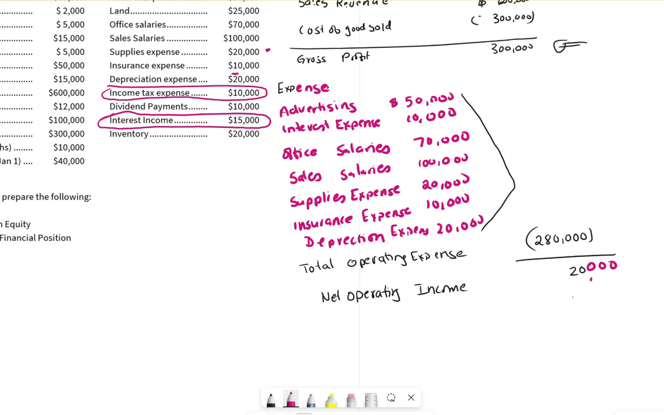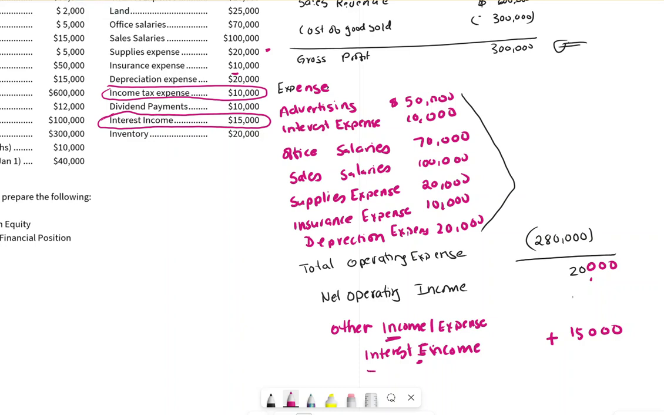In this case, the first one, the other income we have... you could have other incomes, or you could have other expenses. So you could have both. In this case, we have income only, we do not have losses. So they told us that we have other income, and other income is in the form of interest income. That number is 15,000. If you have an income, you will be adding it. If it was an expense, you will be subtracting it.